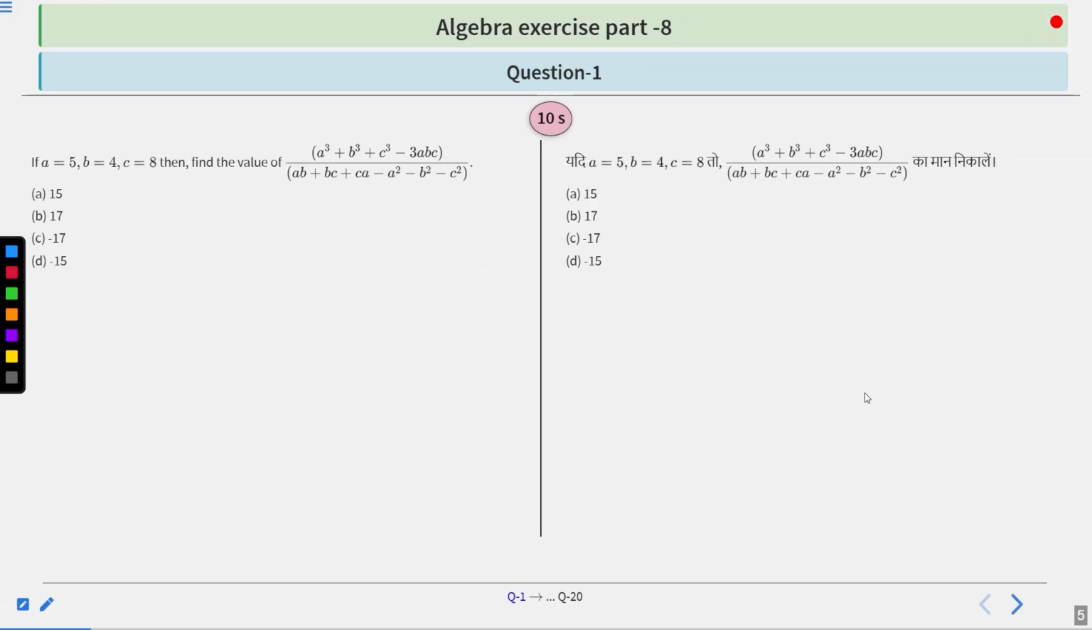Now moving on to the questions. Question says that if a is equal to 5, b is equal to 4 and c is equal to 8, then find the value of a cube plus b cube plus c cube minus 3abc upon ab plus bc plus ca minus a square minus b square minus c square. And options are option A 15, option B 17, option C minus 17, option D minus 15. These are the options, and I'm giving you 10 seconds to find out the correct option. After that, I will do the solution for you.